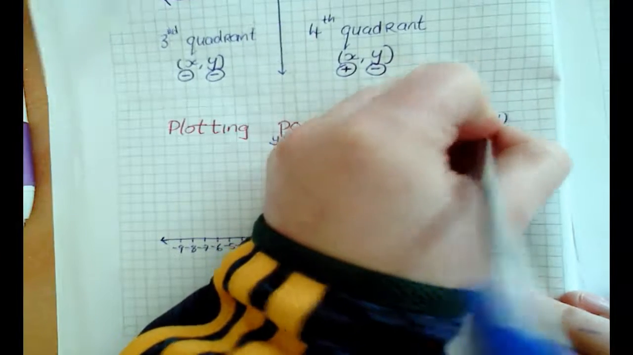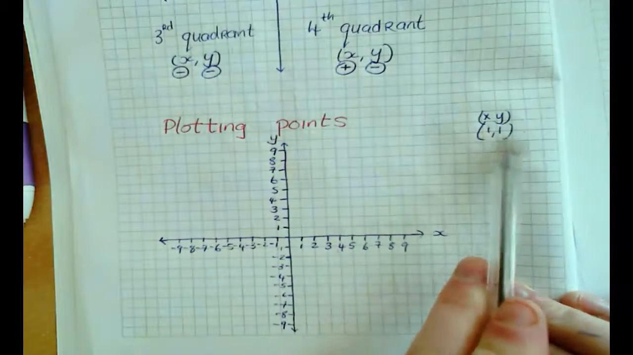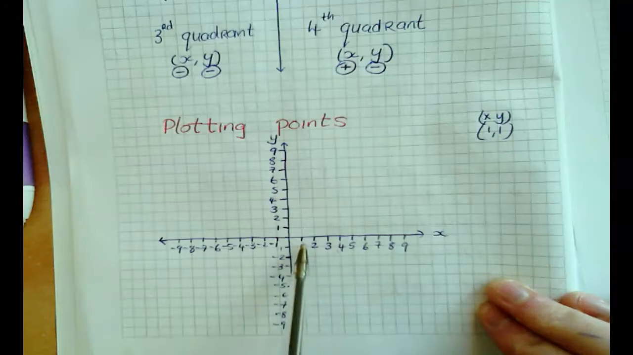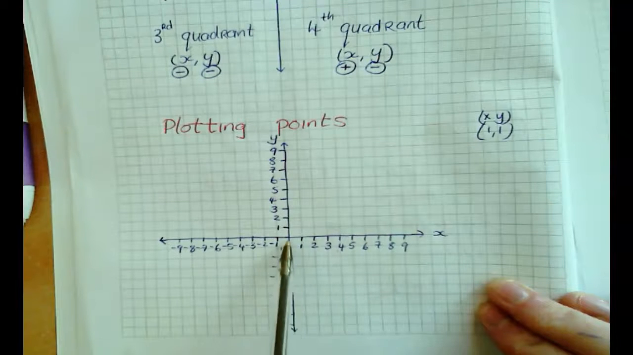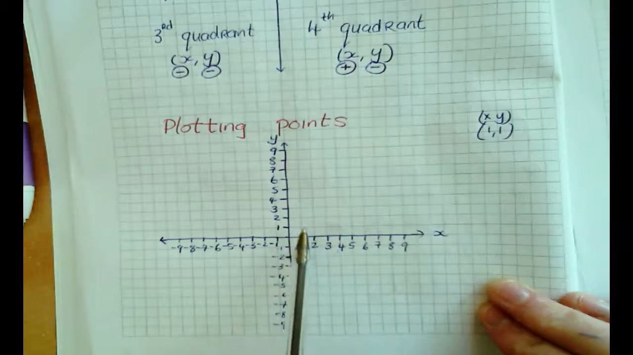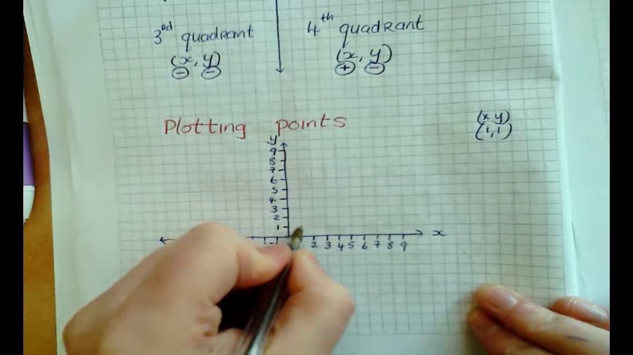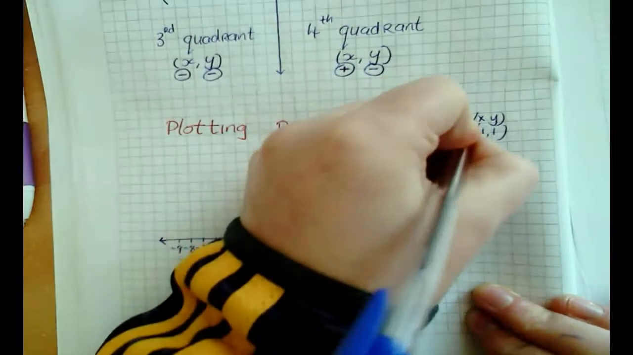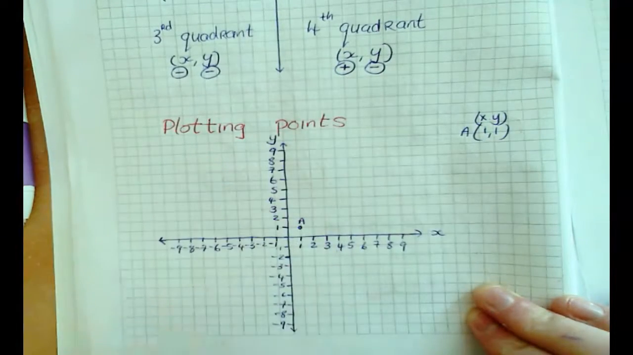So if I was to plot then 1, 1, okay, so this is my x and this is my y. Okay, so my x and my y. So on my x scale I go out to 1, and I climb 1 because my y is 1. Okay, so there's 1, 1.